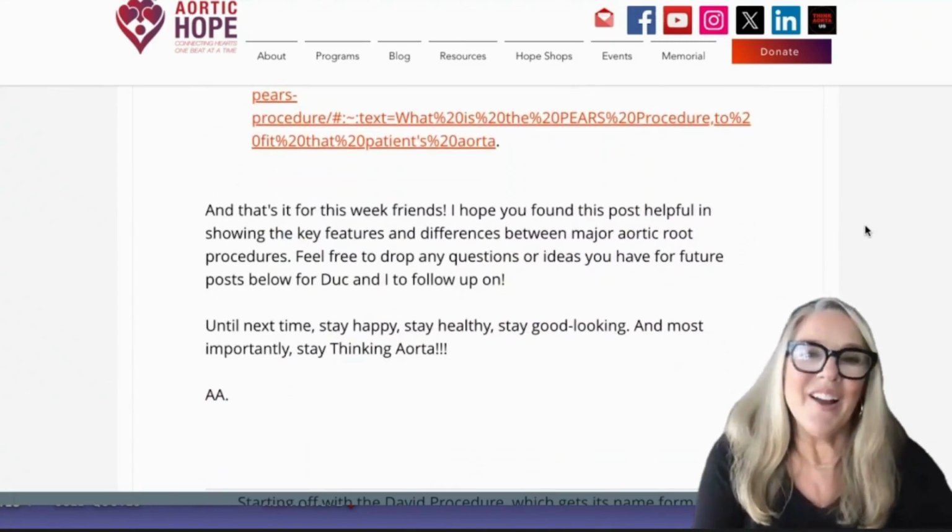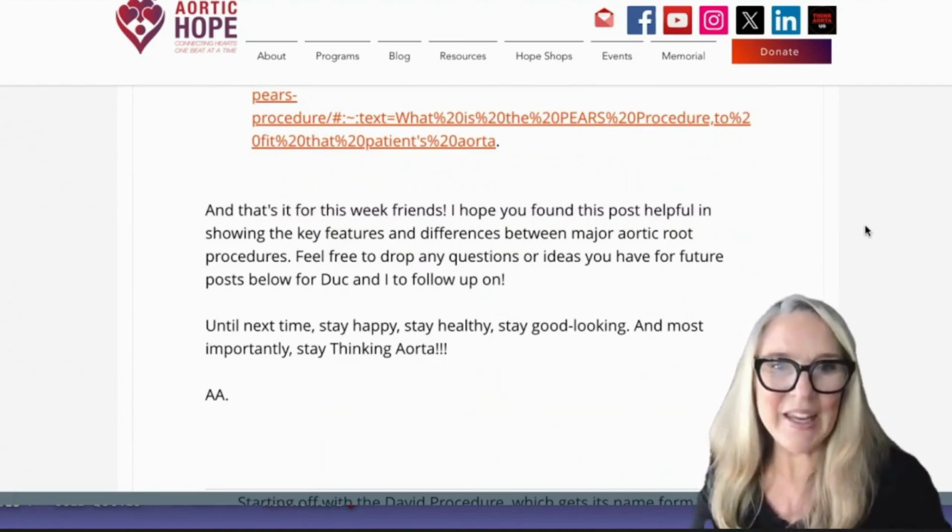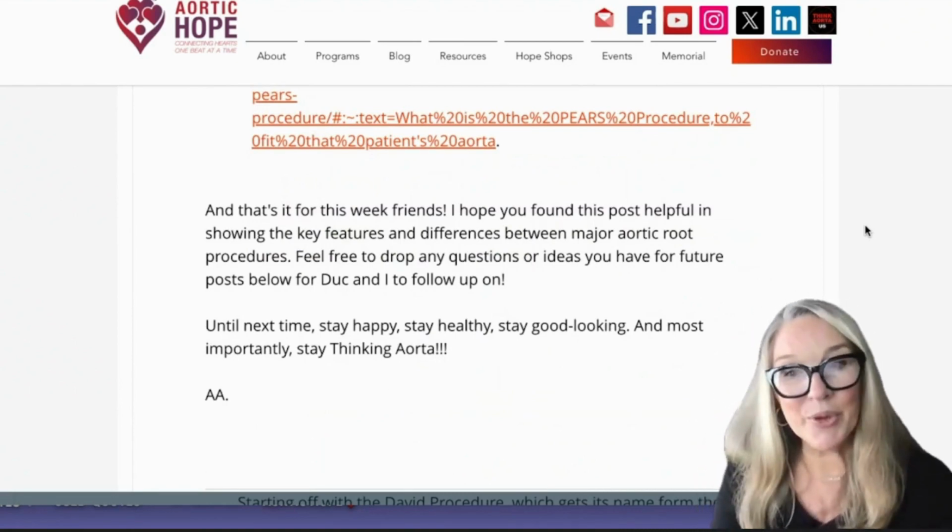And that's it for this week, friends. I hope you found this post helpful in showing the key features and differences between major aortic root procedures.